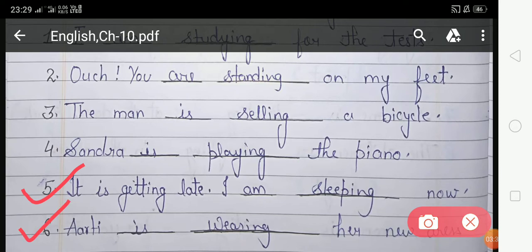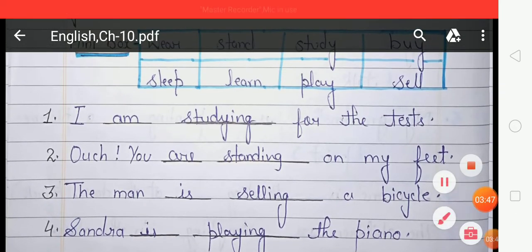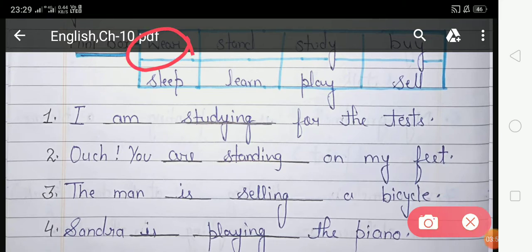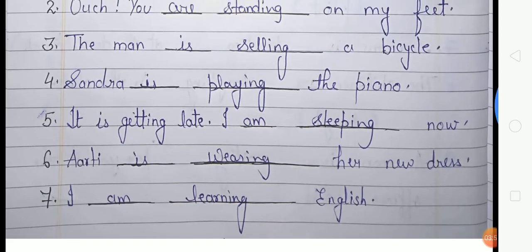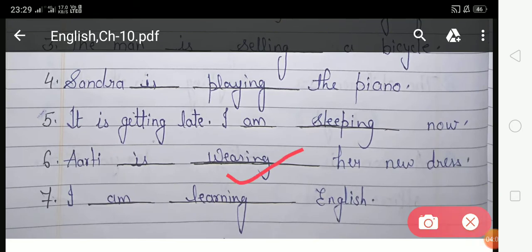So now come on, 6th number, Aarti dash her new dress. So student, what is the suitable word that you have to fill at this blank space? Wearing. So you have to select wearing from this box and write it at this blank space. And with Aarti, what do you have to use? Aarti is the name of only one person, so you have to use is with her. And in wearing you have to add ing, so the sentence will become Aarti is wearing her new dress.